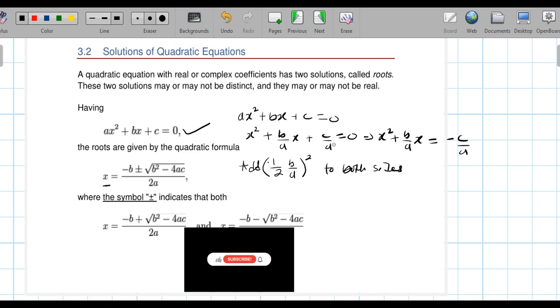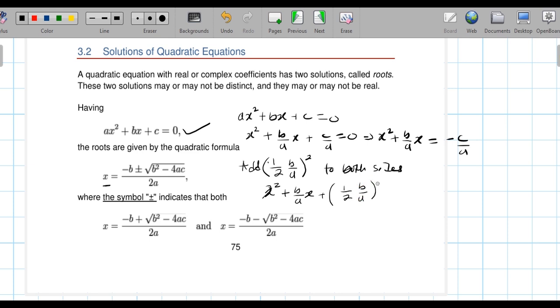So if we add this to both sides of the equation, we are going to have x squared plus b over a x plus 1 over 2 b over a, squared, equal to minus c over a plus 1 over 2 b over a, squared. This left hand side is now an expansion of this form, x plus b over 2a, squared.